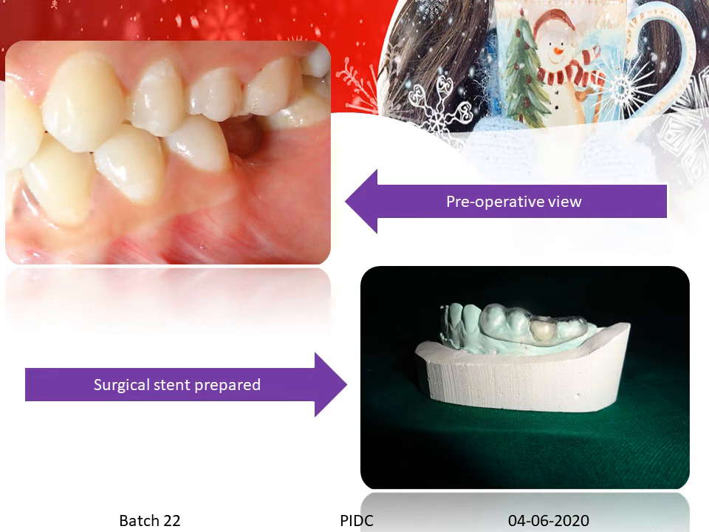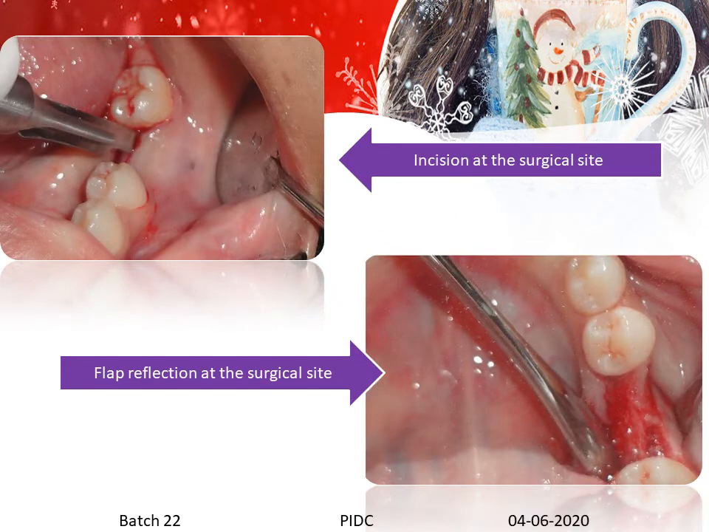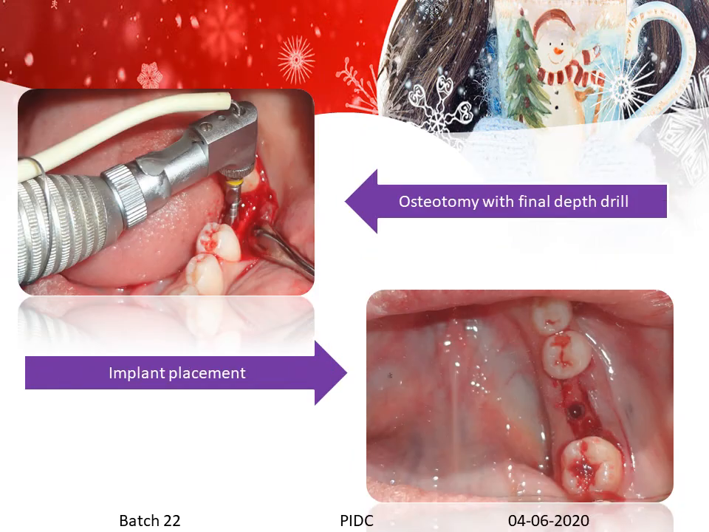So you can see the preoperative view where tooth 36 is missing, a surgical stent is there, and the incision is placed at the surgical site, and the flap is reflected to see the surgical site. So osteotomy is done with a series of drills. This is the final osteotomy with the final depth drill, and the implant is being placed.